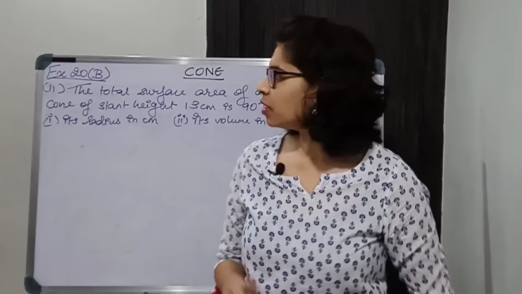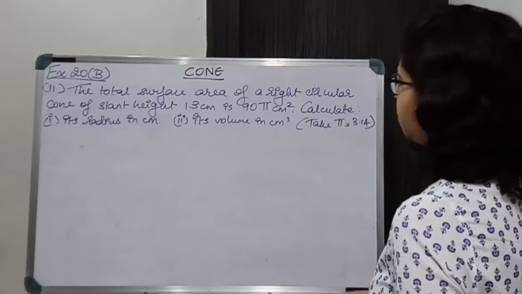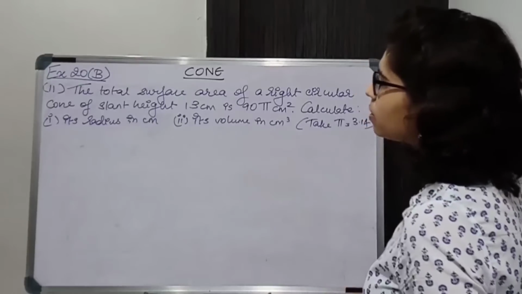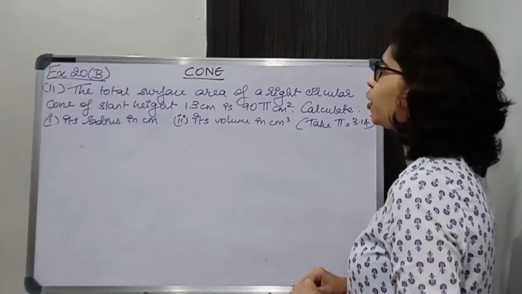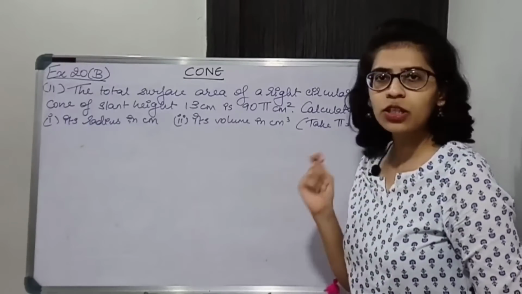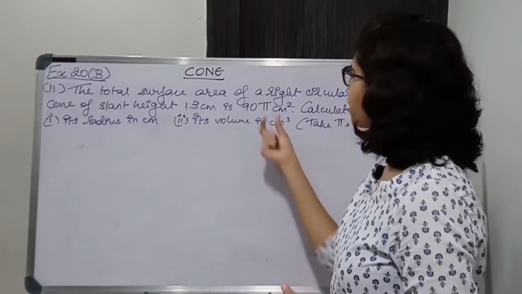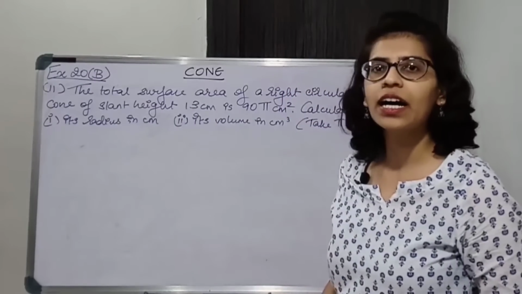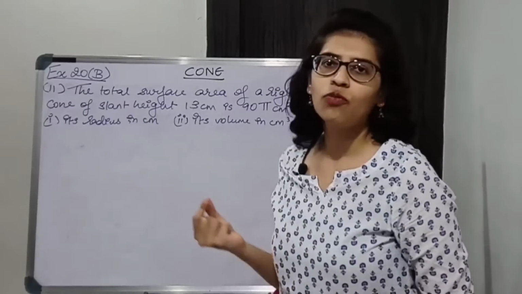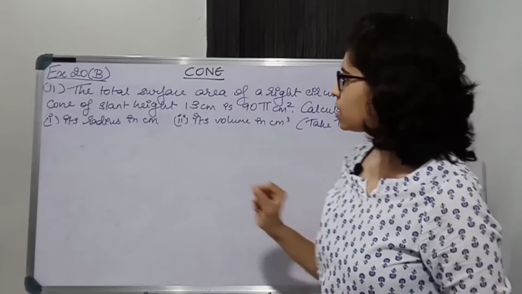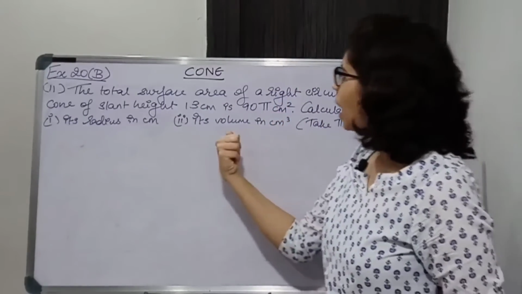Let's check the next question. Question number 11. The total surface area of a right circular cone of slant height 13 cm is 90 pi centimeter square. Calculate first part its radius in centimeter, second part its volume in centimeter cube, and take pi equal to 3.14. For a right circular cone, you are given the total surface area, that is 90 pi, and the slant height 13 centimeter. You have to find the radius and volume.